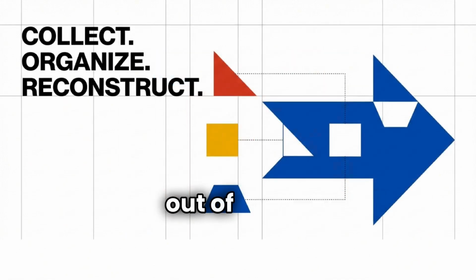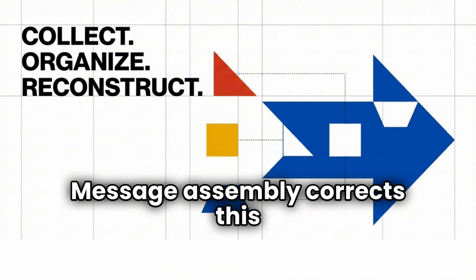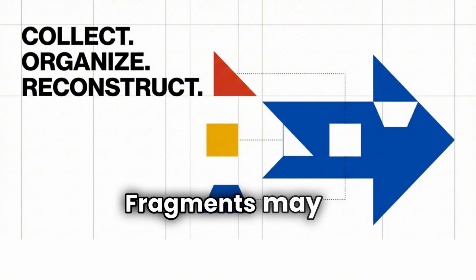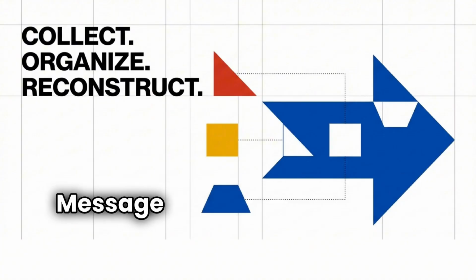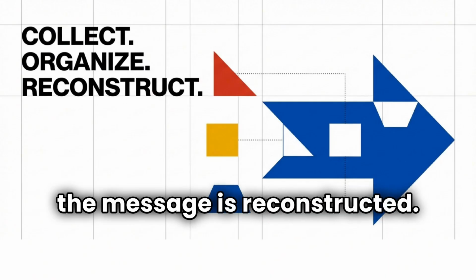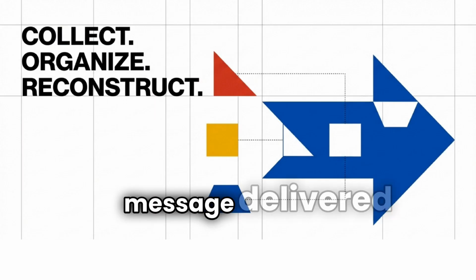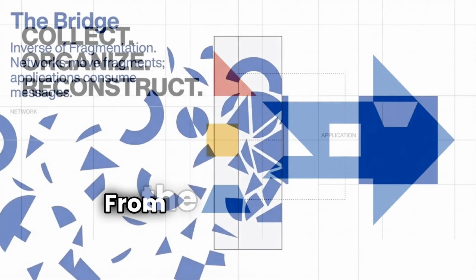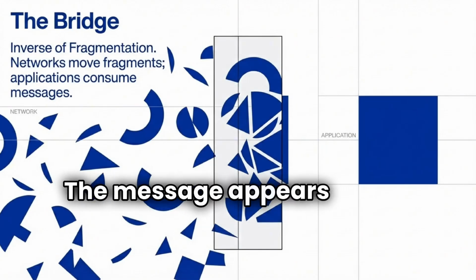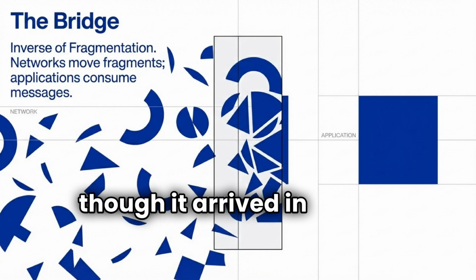Fragments may arrive out of order. Message assembly corrects this by reordering fragments into their proper sequence. Fragments may be delayed or lost. Message assembly must wait, retry, or eventually give up. Once all required fragments are present, the message is reconstructed. Only then is the complete message delivered to the application. From the application's perspective, this process is invisible. The message appears whole, even though it arrived in pieces.